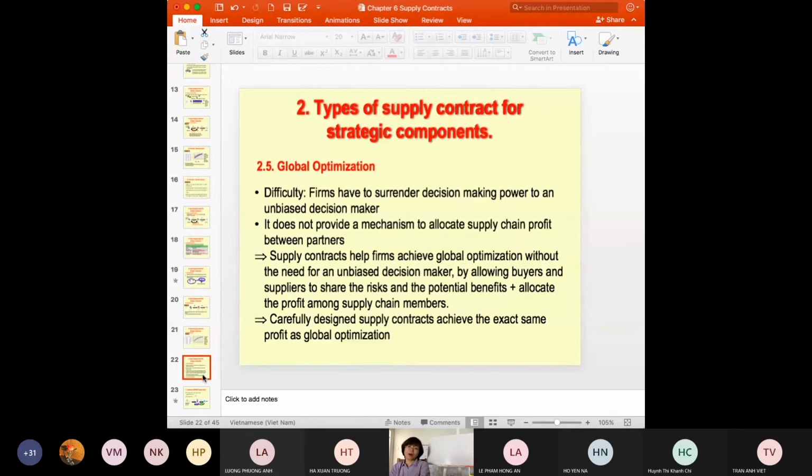Of course, global optimization also has disadvantages. So can you figure out the disadvantage of global optimization, everyone?